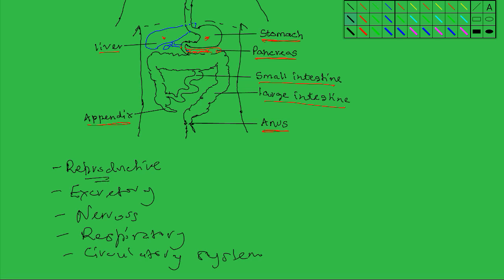So reproductive system, mainly carrying out reproduction. Excretion, that is the removal of unwanted substances from the body. Nervous system is a conduction of nerve impulse, communication in the form of nerves from one part of the body to the other. Respiratory system, or the gaseous exchange system, is the breathing system. It facilitates the intake of oxygen and removal of carbon dioxide from the body. And then circulatory system. This is a system that involves the transport of substances from one part of the body to the other. For example, the transport of waste materials from the tissues to the excretory organs for removal.